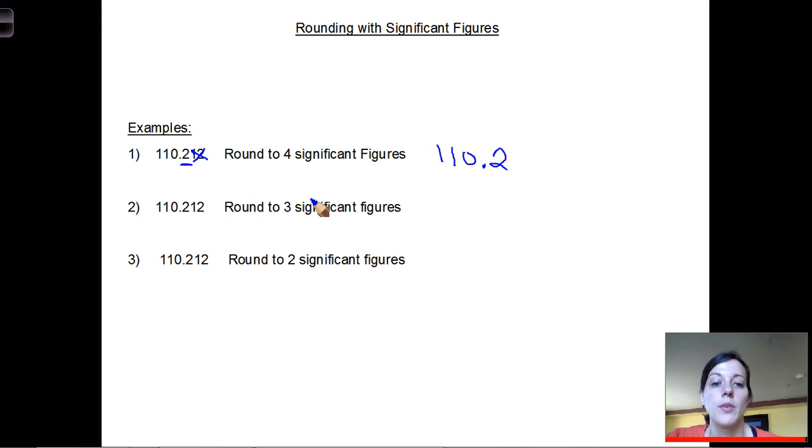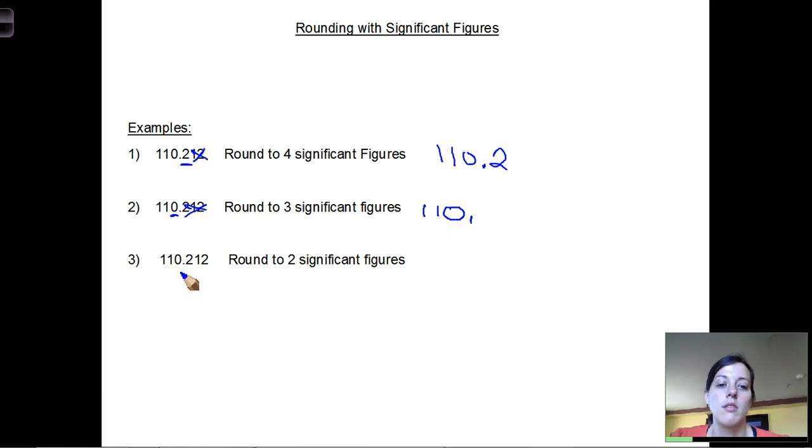All right, same number, rounding to 3 significant digits, 1, 2, 3. Now we need to get rid of all of these digits. This number, 2, is less than 5 once again, so we're going to round down. And ultimately, we are going to write this as 110 with a decimal spot, and that would have 3 significant figures.